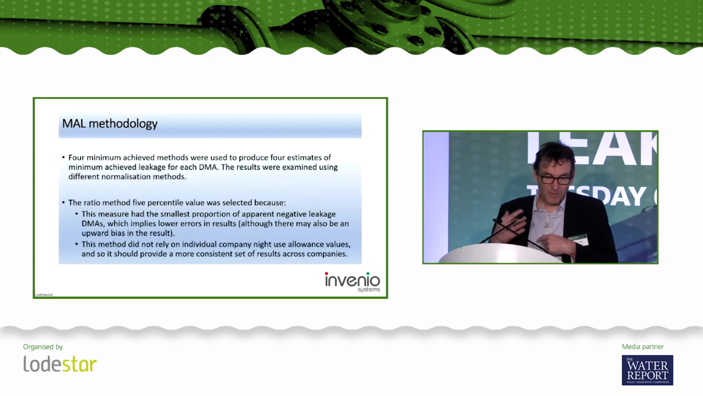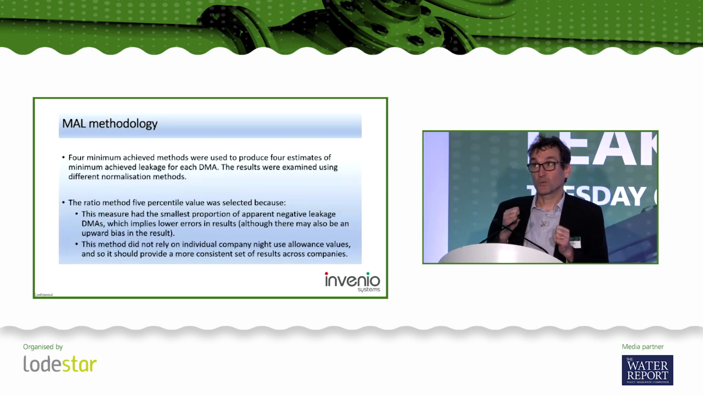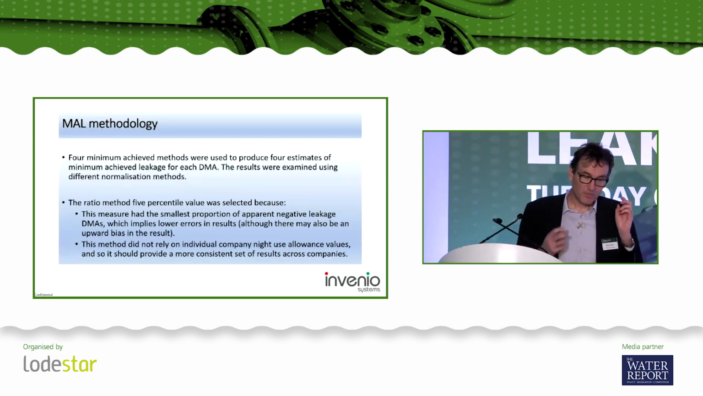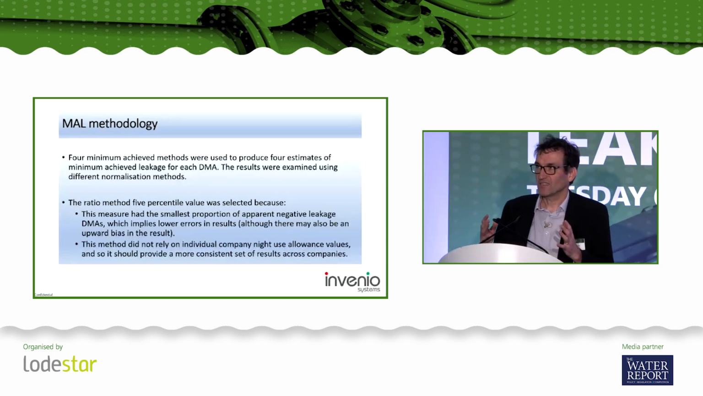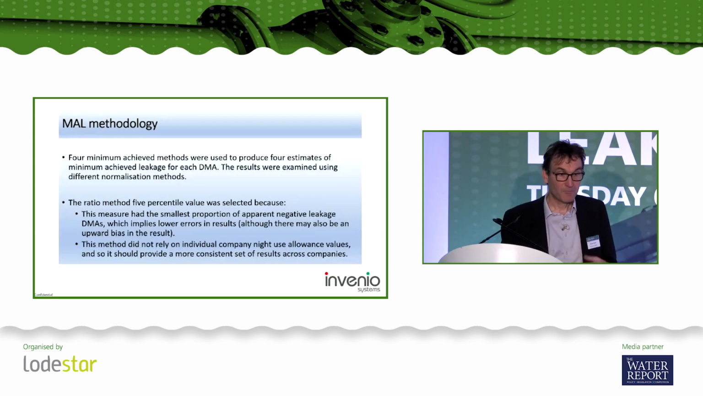So we used a couple of methods which relied on the water company's own night use allowances, and we used a couple of other methods which were based on a relationship between average consumption and minimum night use, which is a ratio method. And we ended up using a 5 percentile ratio method, which we could demonstrate produced the lowest error, particularly indicated by the number of apparently negative lowest achieved DMAs. So that's the approach that we ended up using.